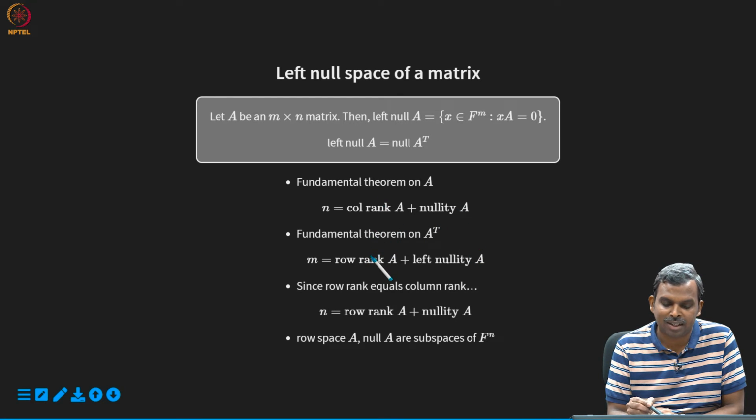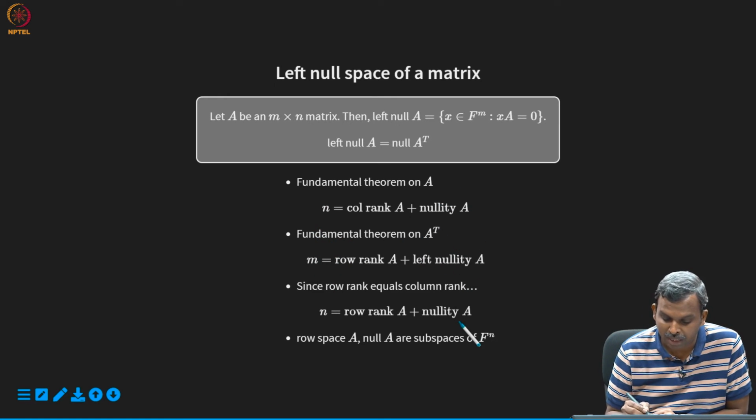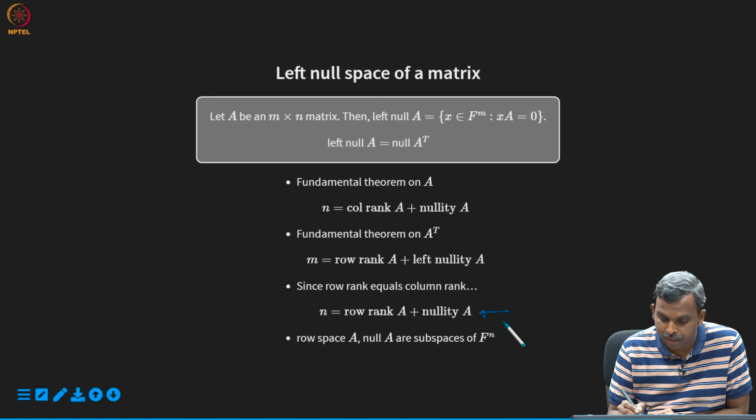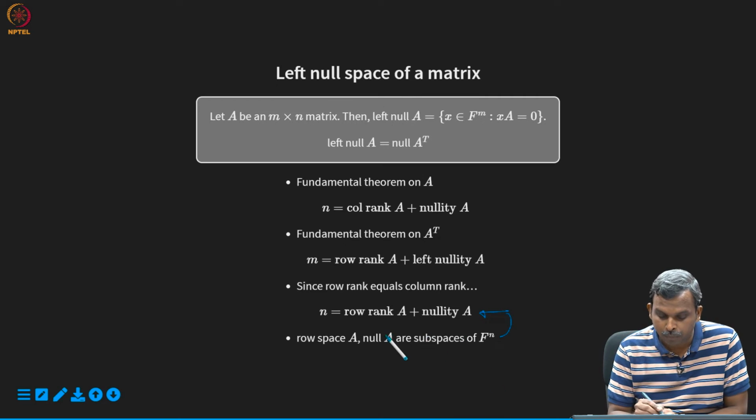Row rank and column rank are the same. So these two, this n and m, are different. Of course, if n and m are the same for square matrices, these two also become equal. But if it's not a square matrix, then these two can be different also. So keep that in mind. But notice this equation. This equation is a little bit interesting, particularly because of this fact, right?